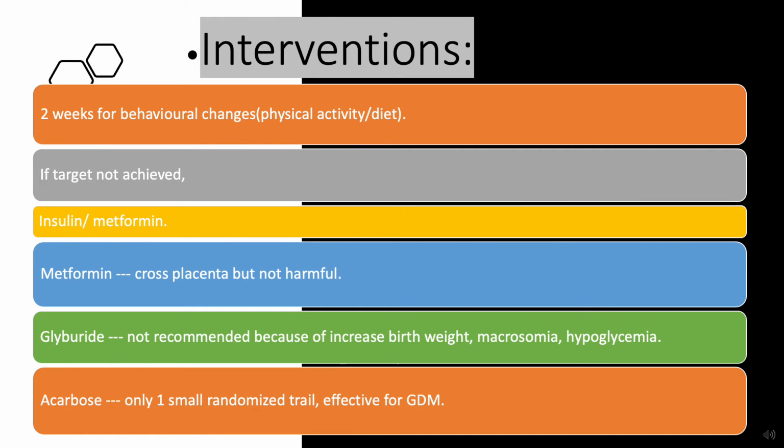Interventions: 2 weeks of behavioral changes, physical activity and diet. If target not achieved, insulin. Metformin crosses the placenta but is not harmful. Glyburide is not recommended because of increased birth weight, macrosomia, and hypoglycemia. Acarbose has only one small randomized trial, effective for gestational diabetes mellitus.